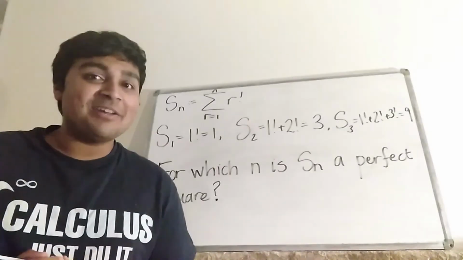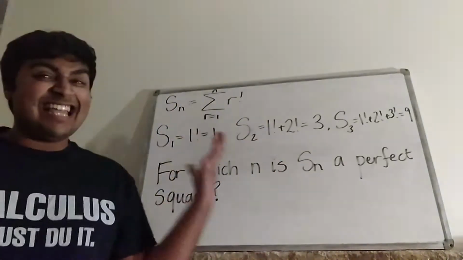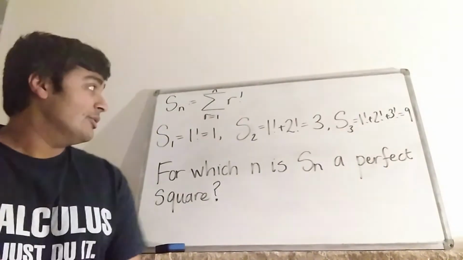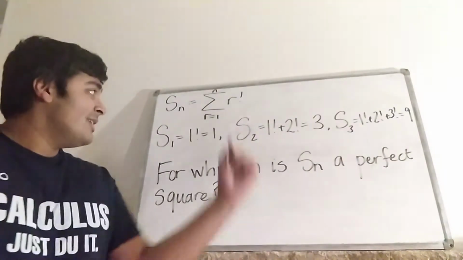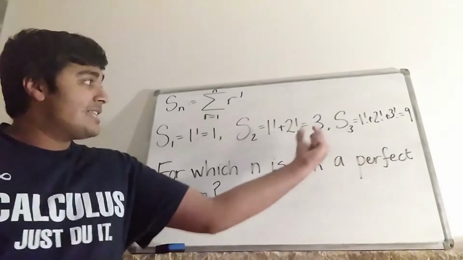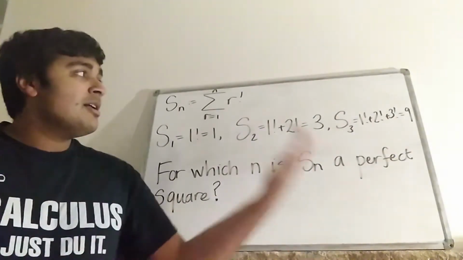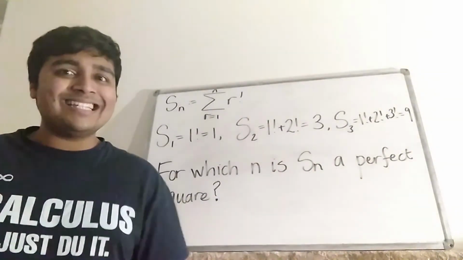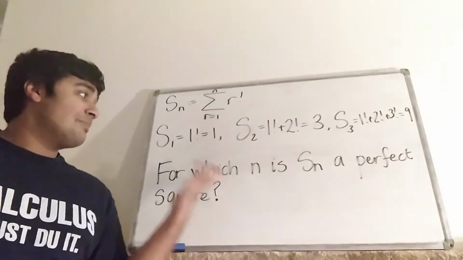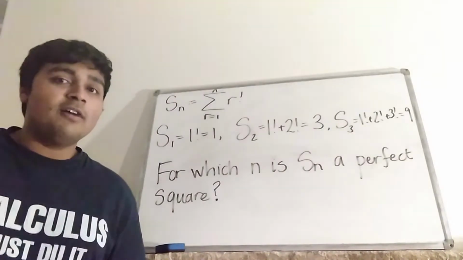Today I've got a fun number theory problem. We have Sn defined to be the sum from r equals 1 to n of r factorial. So S1 is just 1 factorial, S2 is 1 factorial plus 2 factorial, which is 1 plus 2, which is 3. S3 is 1 factorial plus 2 factorial plus 3 factorial, which is 1 plus 2 plus 6, which is 9, and so on. We want to know for which natural number n is Sn a perfect square.